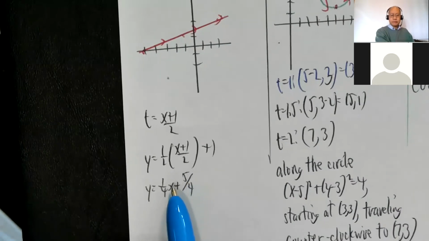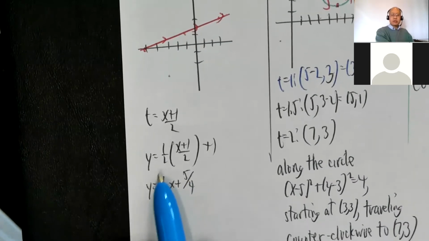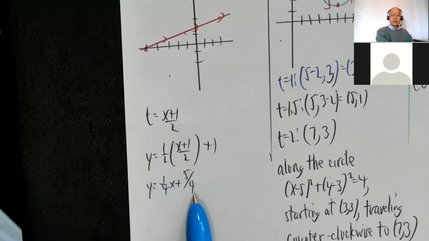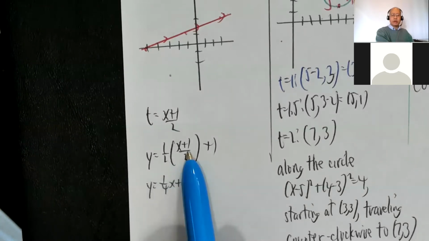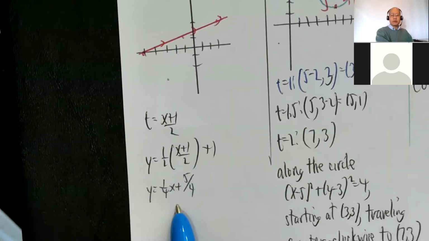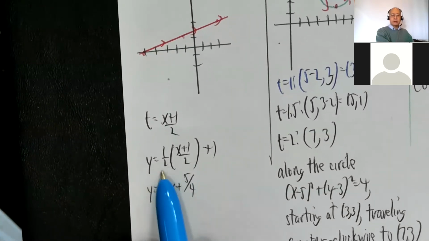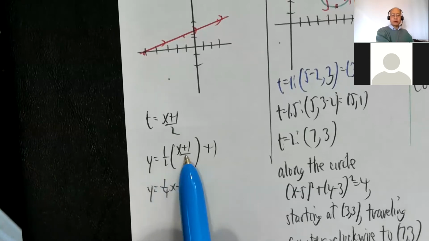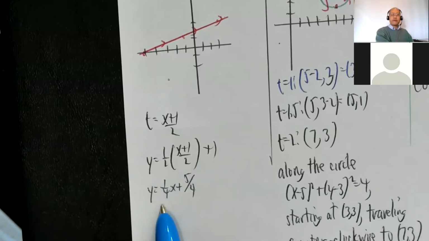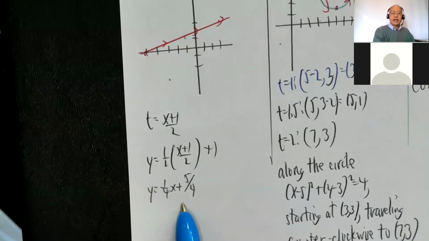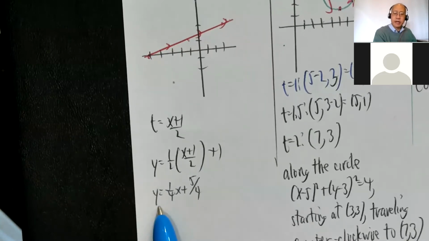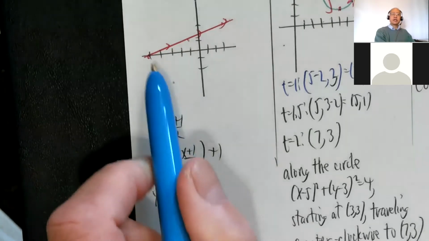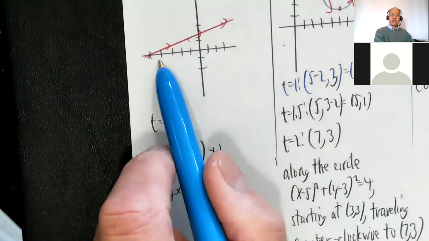A little bit of algebra: 1/4 times x is 1/4 x, and 1/4 times 1 is 1/4, plus 1 is 5/4. So y equals 1/4 x plus 5/4. And yes, indeed, I recognize that as y equals mx plus b. So that does indeed prove that it is a line.